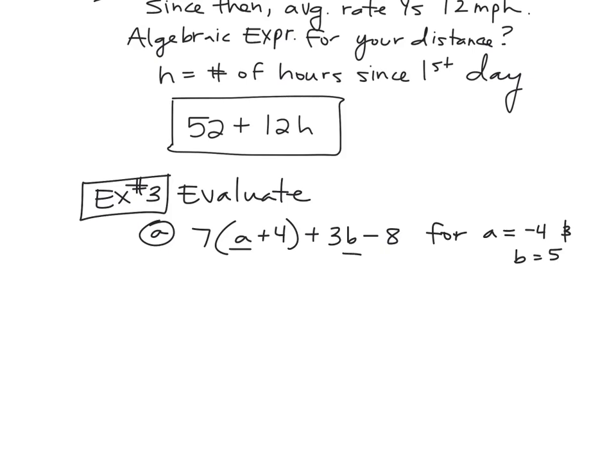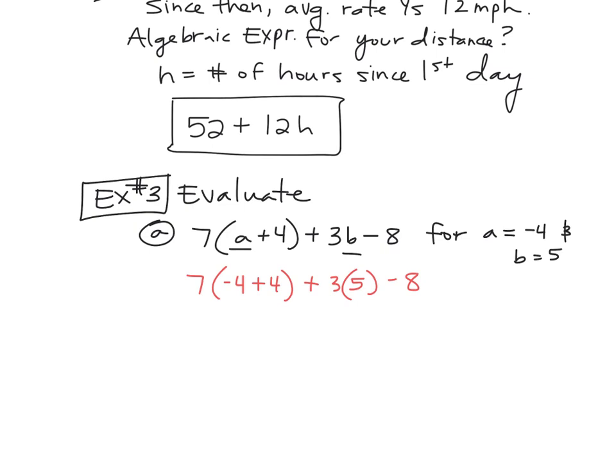And then just be real careful with your PEMDAS. It's probably been a while since you've really had to think through the order of operations. So this is going to be 7 times -4 plus 4 plus 3 times, that's your 5, right? Plugging in a 5 there, minus 8. What do you do first? The parentheses.